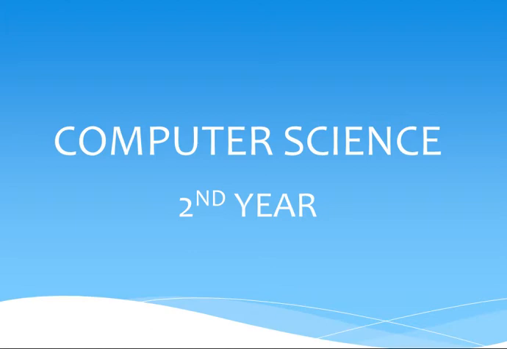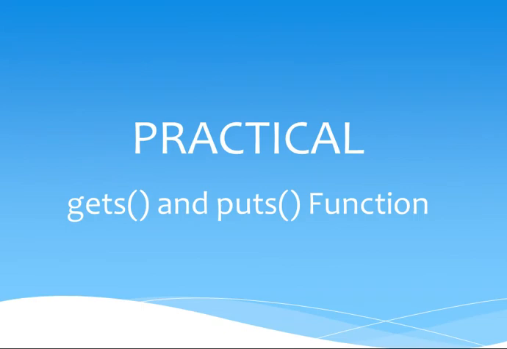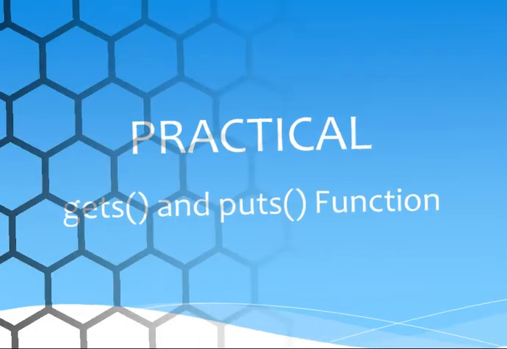Last time we studied input and output functions. So today we are going to perform the practical of these input and output functions. There are two important ones, the gets and puts functions. Gets is an input string function which is used to input string data during the execution of a program, and puts is a string output function which is used to output string data during the execution of a program. So today we are going to perform the practical of gets and puts functions.